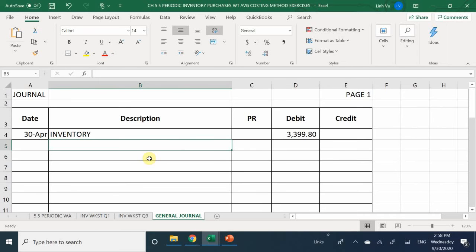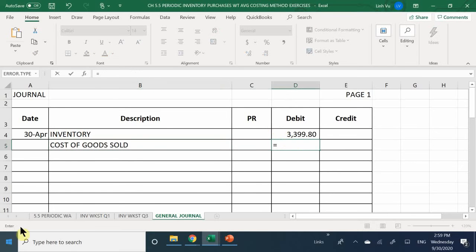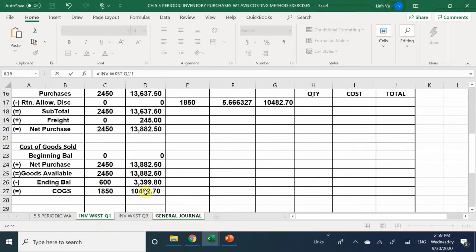And cost of goods sold. Good. I need to recognize my cost of goods sold because, along the way, I sold my items. I no longer have them. So that's going to be the $10,482.70. Oh, sorry, poor writing. That's okay. I said that I had a dash over it.